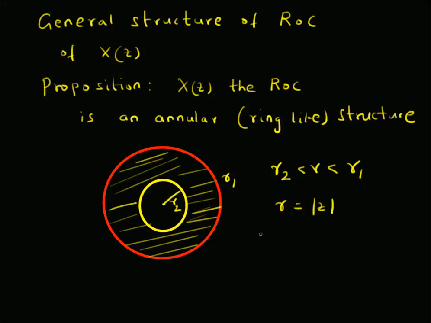Now let us verify this proposition. That is, we are going to look at the proof for this proposition. Start with the definition of the complex variable z. That is, z can be written as r e power j theta, where r is the absolute value of the variable z and theta is the phase term or the angle term.